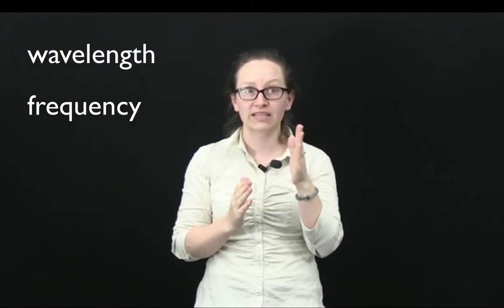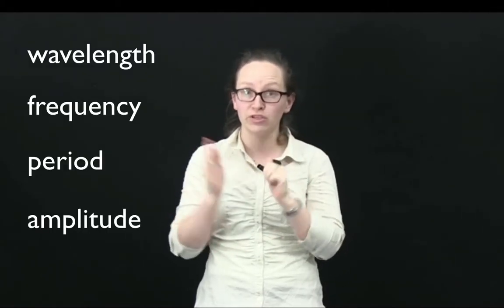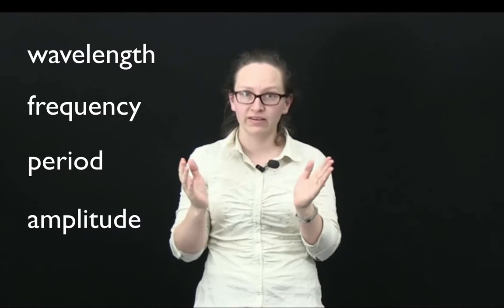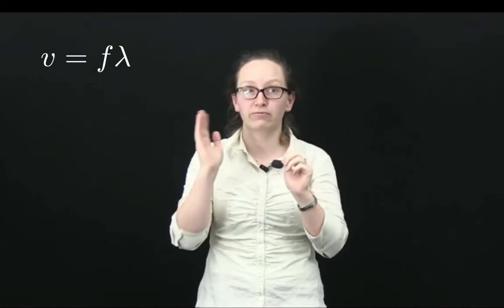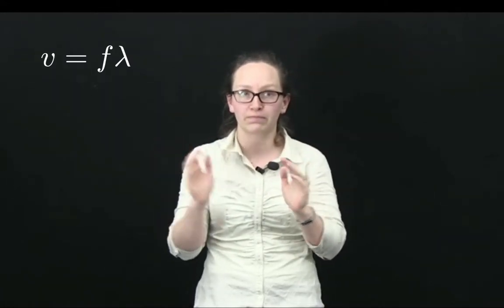So we've now finished the topic on how speed cameras work. In this topic, you've learnt about waves, so you should now know what the terms wavelength, frequency, period and amplitude of a wave mean. You've also seen that the wave speed can be calculated using the wave speed is equal to the frequency times the wavelength.